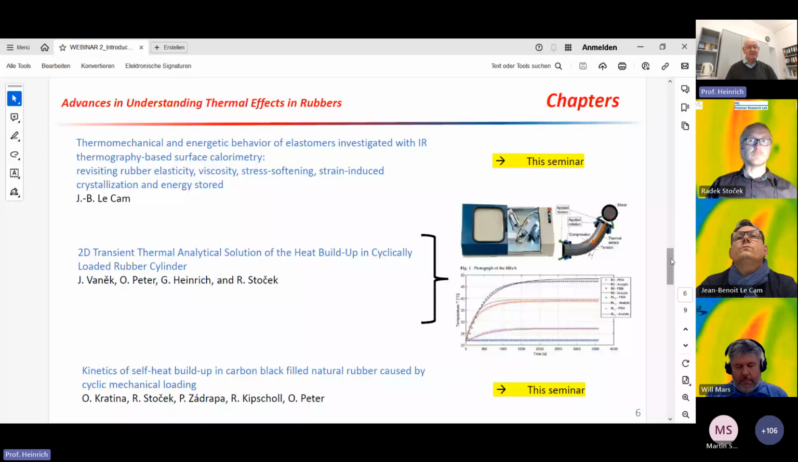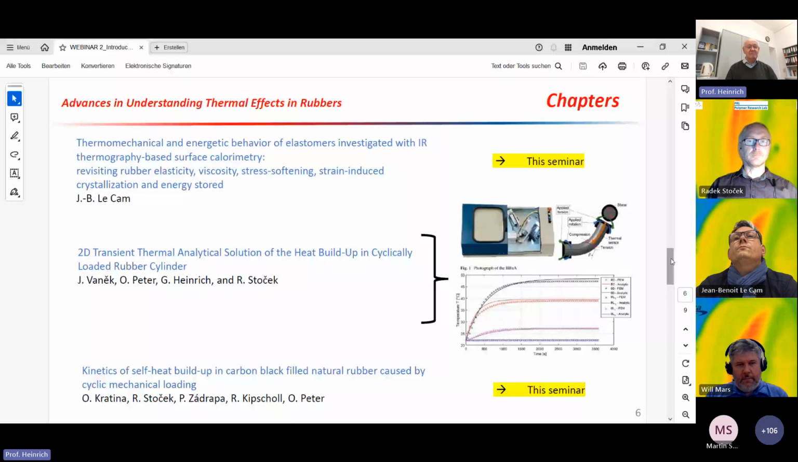This is again Jean-Benoît from the University of Rennes in France. So I do not have to give any information here in my introduction. The second chapter comes from the University of Zlín. This is from the group of Radek Stoček.